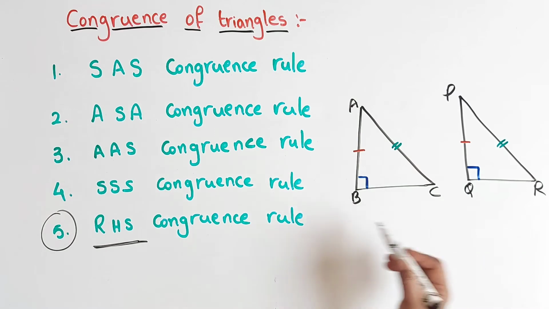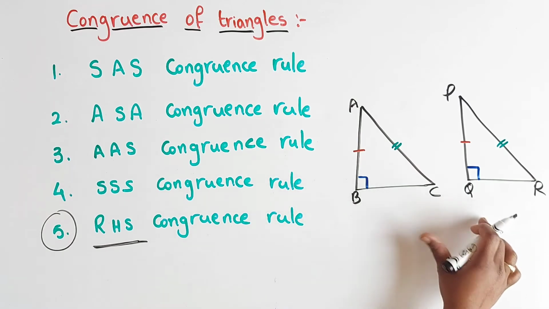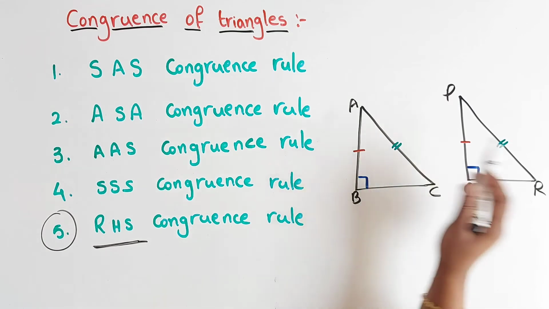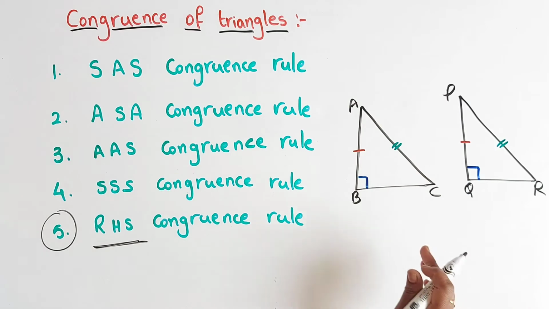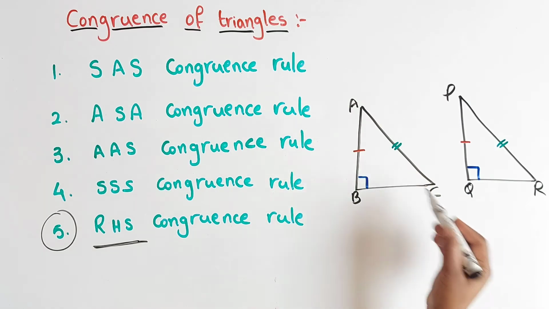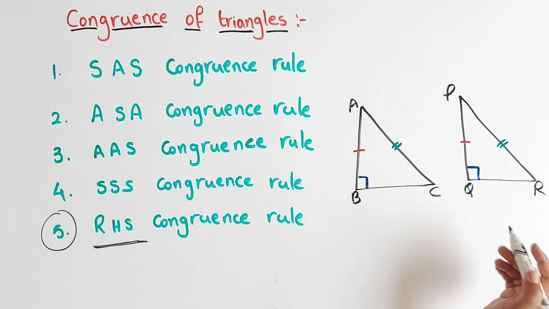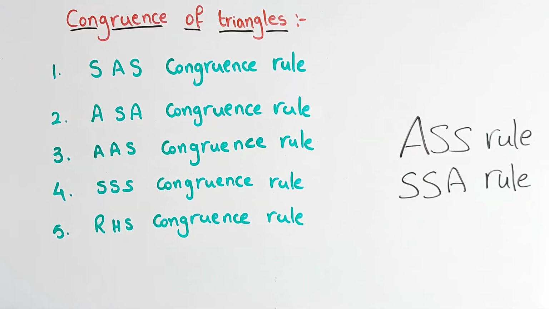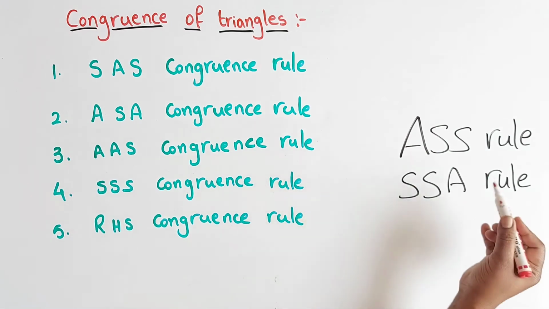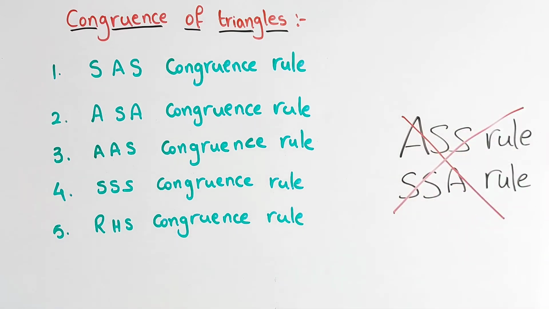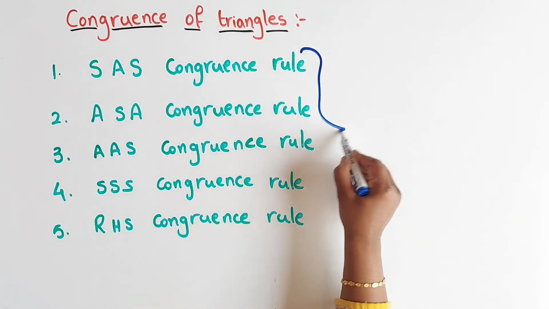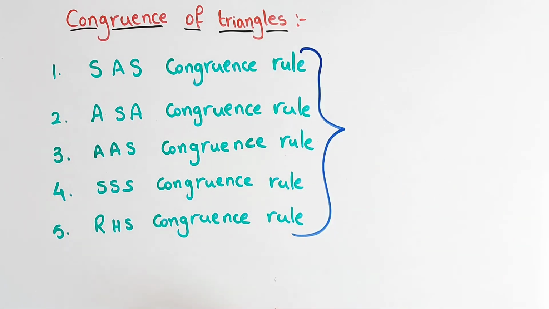See here children, angle B equal to angle Q, both are right angles. AC equal to PR, hypotenuse are equal. AB equal to PQ, sides are equal, right? So I can say triangle ABC is congruent to triangle PQR as per RHS congruence rule, right children? Here many children have a doubt, why can't we use ASS or SSA rules? Here ASS or SSA rules are not at all possible, children. Here only these rules are allowed to check whether the triangles are congruent or not.